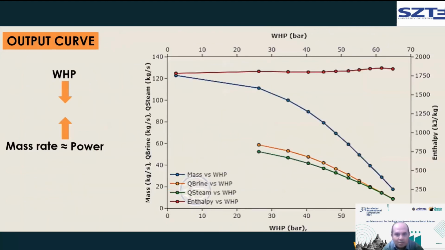And then from this output curve, we can conclude that the smaller the wellhead pressure, the bigger the flow rate would be. We can also see here the mass with the wellhead pressure, the brine with the wellhead pressure, the steam with the wellhead pressure, and also the enthalpy. As we can see, the enthalpy related to the wellhead pressure is almost constant, and there are no significant changes.